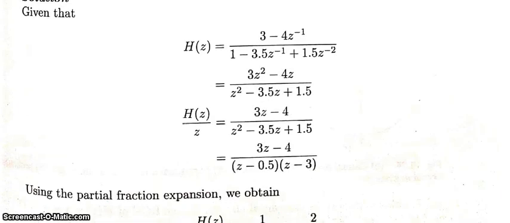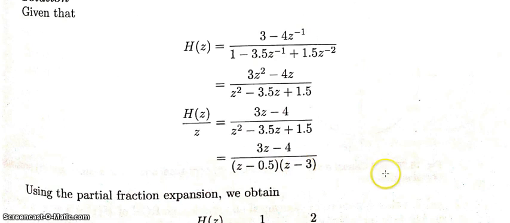Now the first case, h of z: multiply throughout with z square, numerator and denominator, and we can take z outside the numerator, and that z is taken to the left side. So h of z by z is 3z minus 4 by z square minus 5z plus 1.5, and the term in the denominator can be factorized as z minus 0.5 into z minus 3.